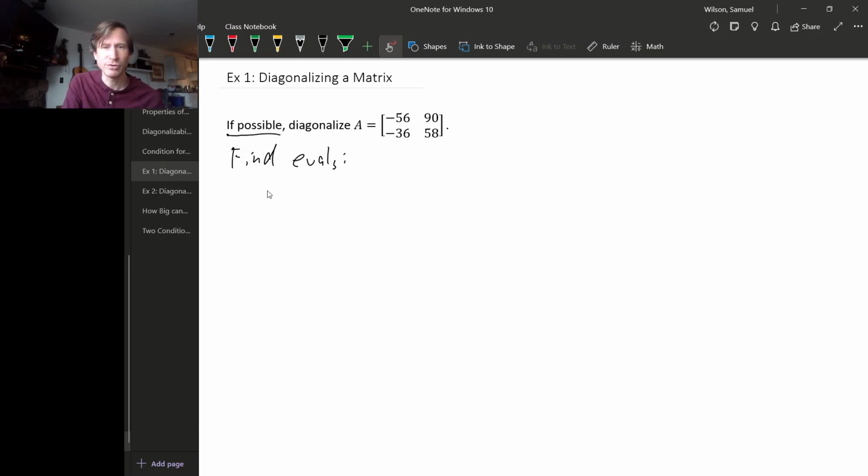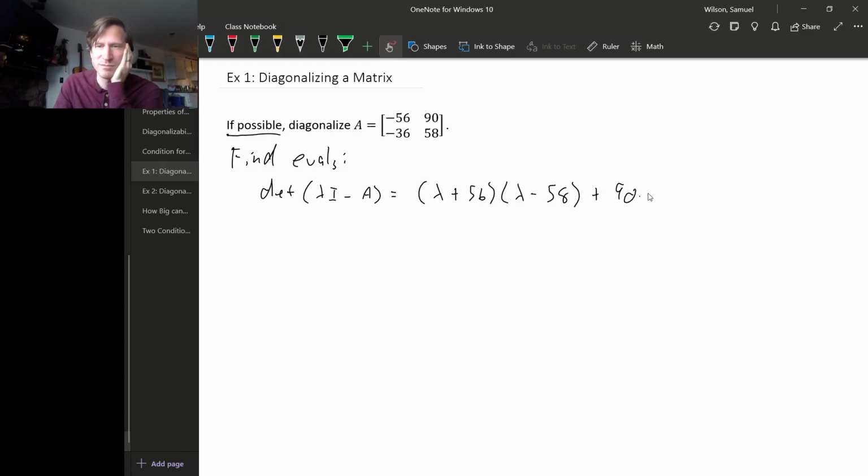So let's see, we need to find the determinant of lambda I minus A. So this is going to be lambda plus 56 times lambda minus 58 plus 90 times 36. So why are these numbers so big? They're so big so that I could have an example that works out the way I want it to. Okay, so now we need to multiply this all out.